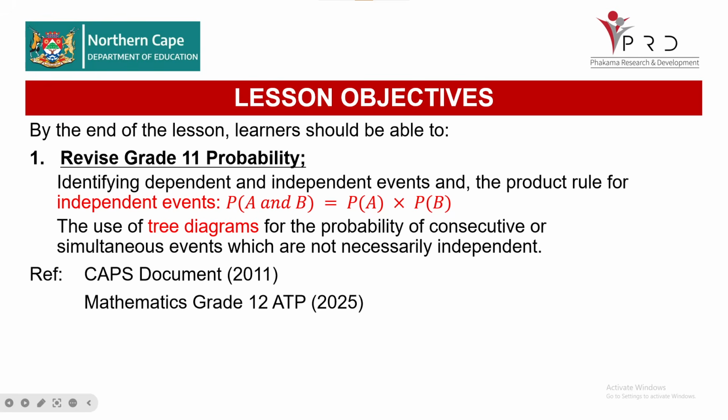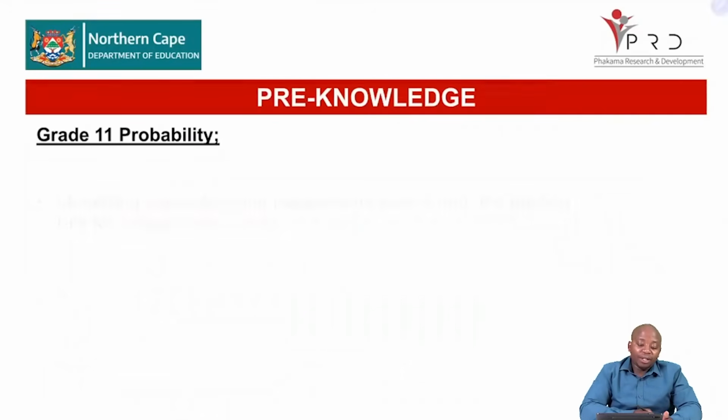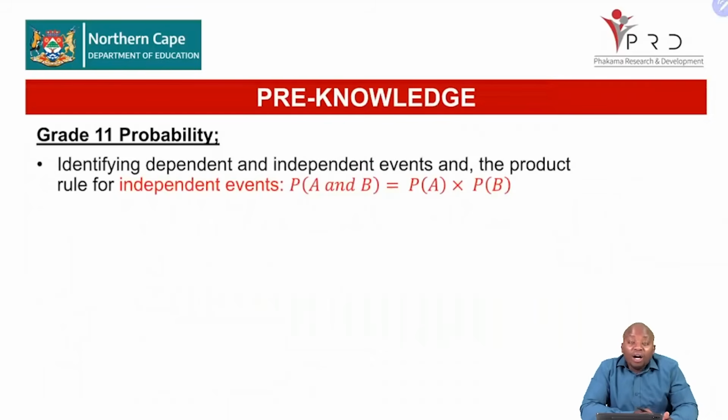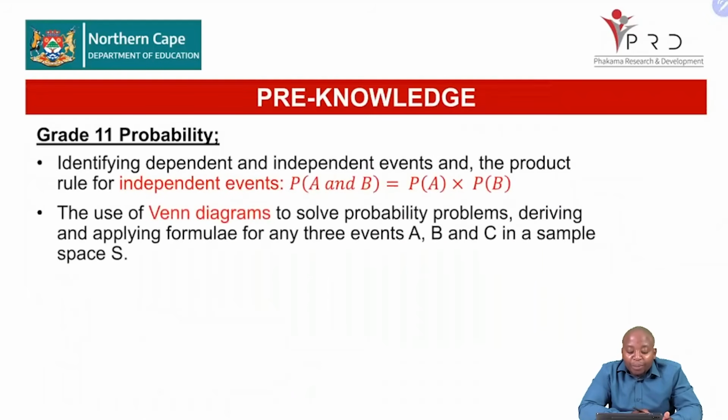This information comes from our CAPS document 2011, and it is also stipulated in our grade 12 ATP for 2025. Coming into this lesson, we must still work around the topic of probability that we started with in grade 11. We must remember the product rule for the independent event: the probability of event A and B is equal to the probability of event A multiplied by the probability of event B, if the two events are independent.